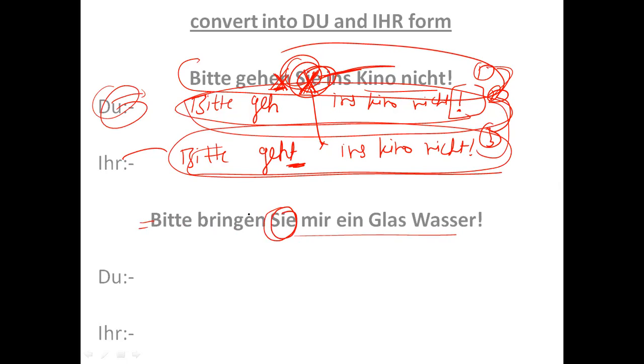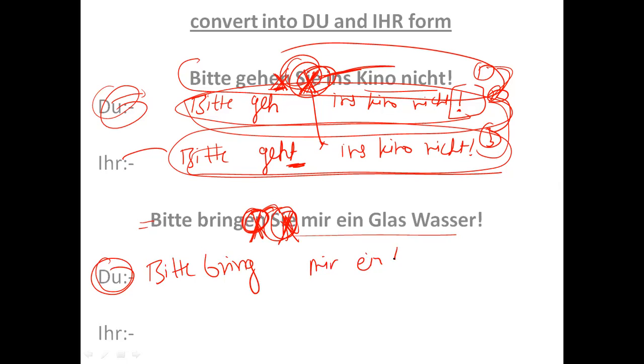The Sie form is given to you. The ending -en is also there, because whenever I am making a sentence in Sie form, the ending will come and Sie will also come. Now if I need to change it into du, it should be "bitte bring", because the ending will not come and Sie will also not come. So: "Bring mir ein Glas Wasser!" and then an exclamation mark.